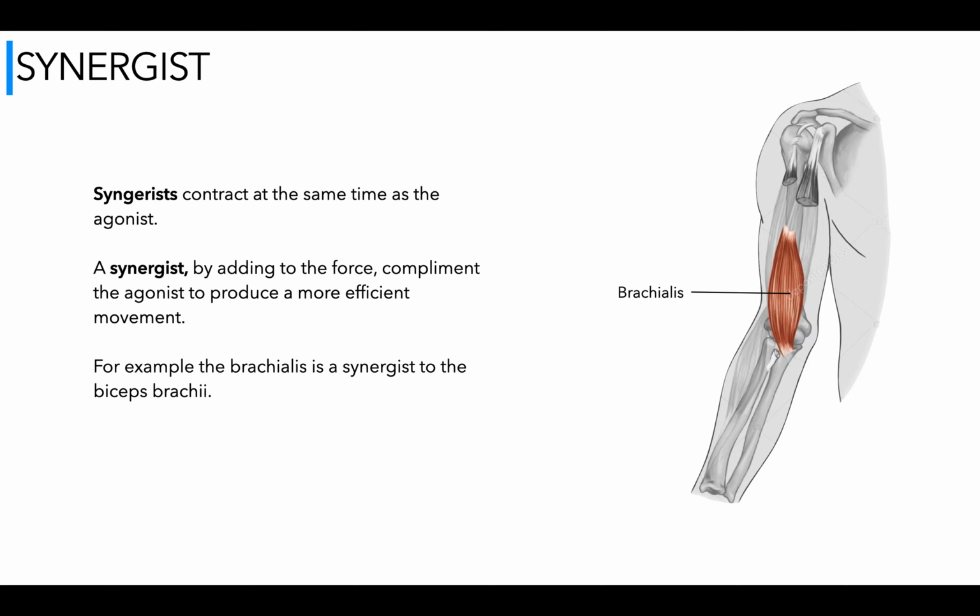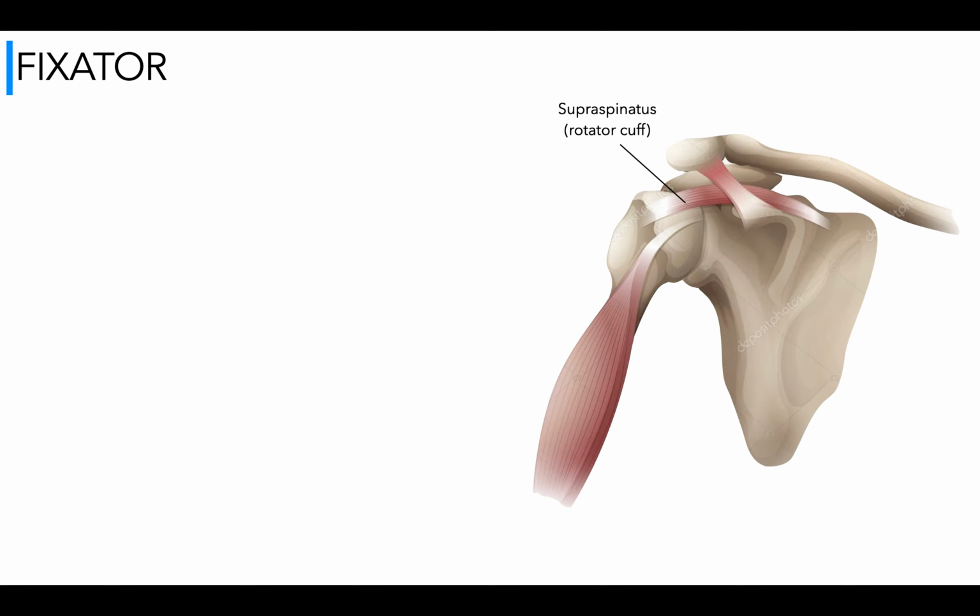And finally, we have the fixator. Now, the example I put on the screen there is one of the rotator cuffs. I was going to put all four that we need to know on, but we just put one for now. We've got the supraspinatus. Now, the fixator generally functions as a joint stabilizer. It stabilizes the origin of the joint.